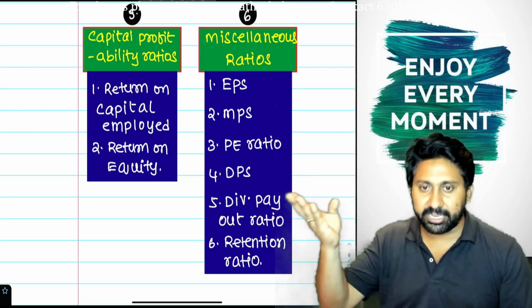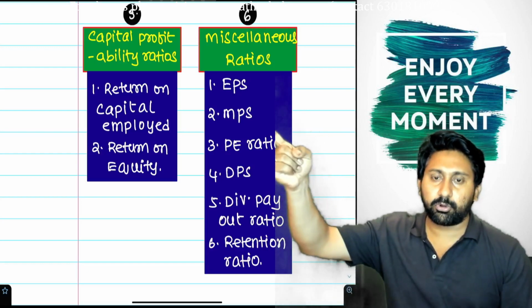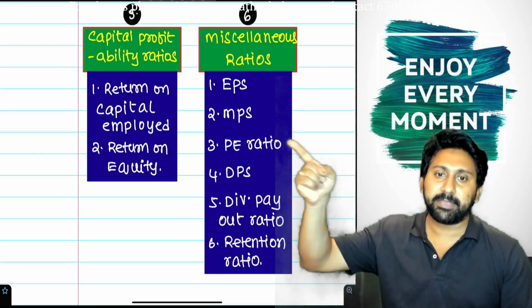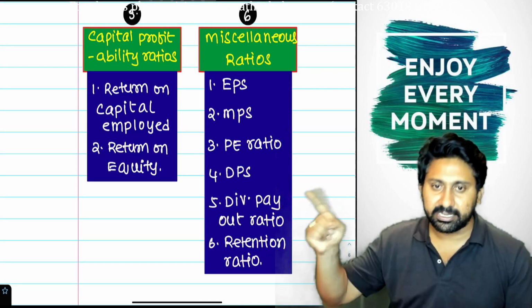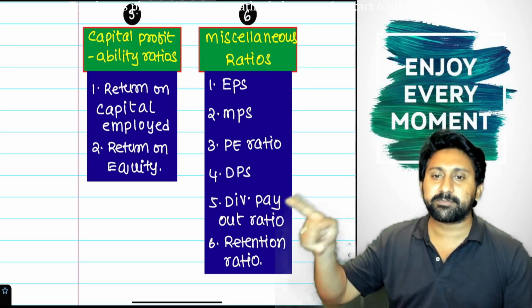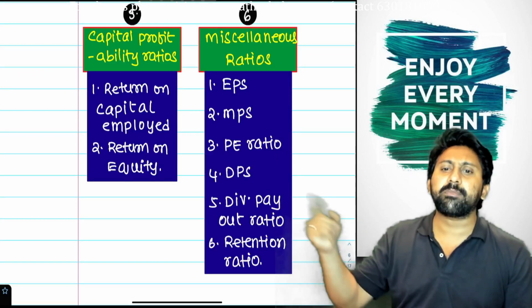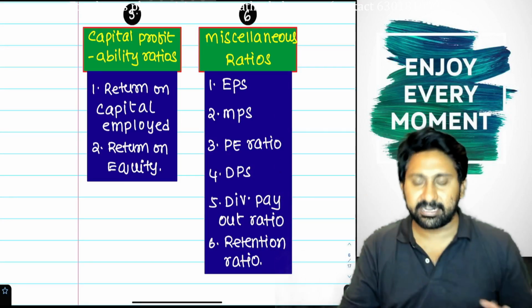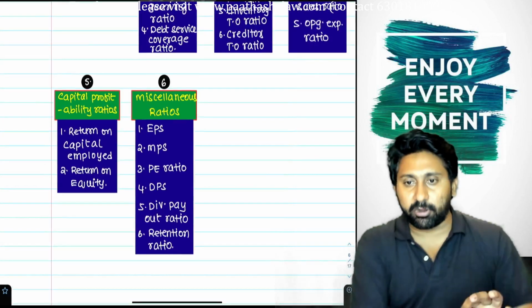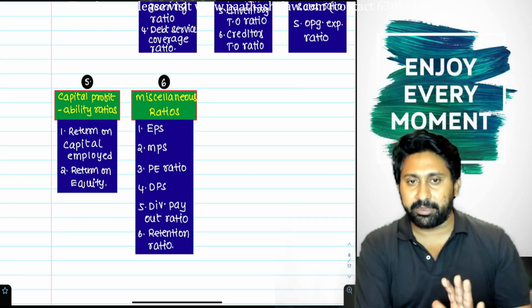EPS means earnings per share, total earnings by number of shares. Price earnings ratio is MPS by EPS. DPS means total dividend by number of shares. Dividend payout ratio is DPS by EPS into 100, and retention is 1 minus the payout ratio. That's all. With this, ratios and their analysis is completed. Except return on capital employed, every other thing is completed.